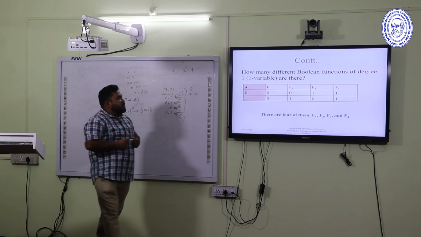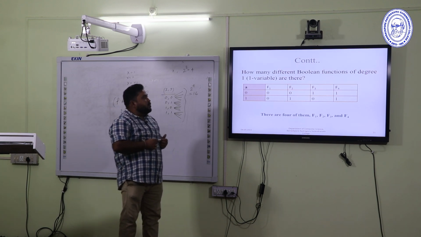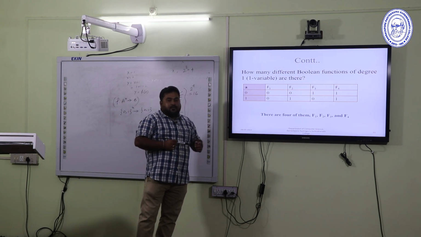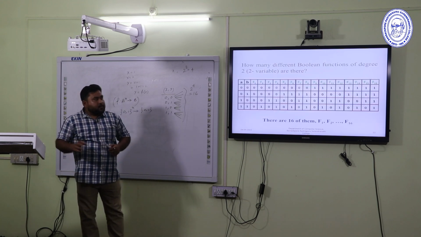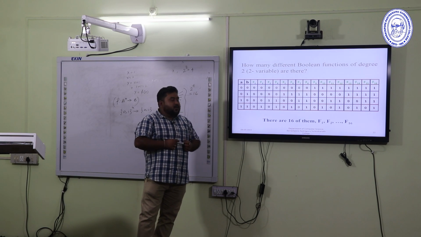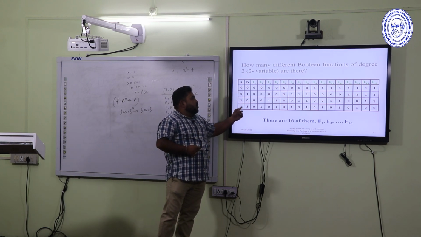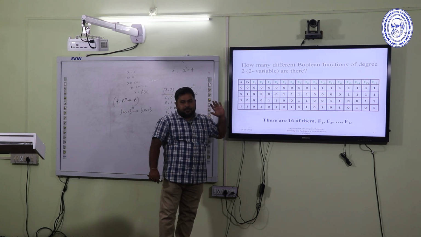So here is an example: how many different Boolean functions of degree 1 exist, where degree means the number of variables? With one variable there exist f1, f2, f3 and f4, so there are 4 functions. And these are the 2 variable Boolean functions, and there exist 16 functions. From 0 0, 0 1, 1 0, 1 1 we can generate 16 functions.